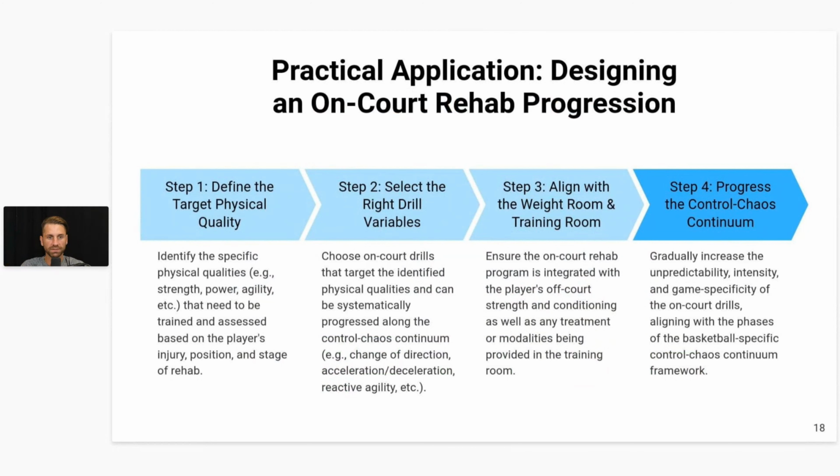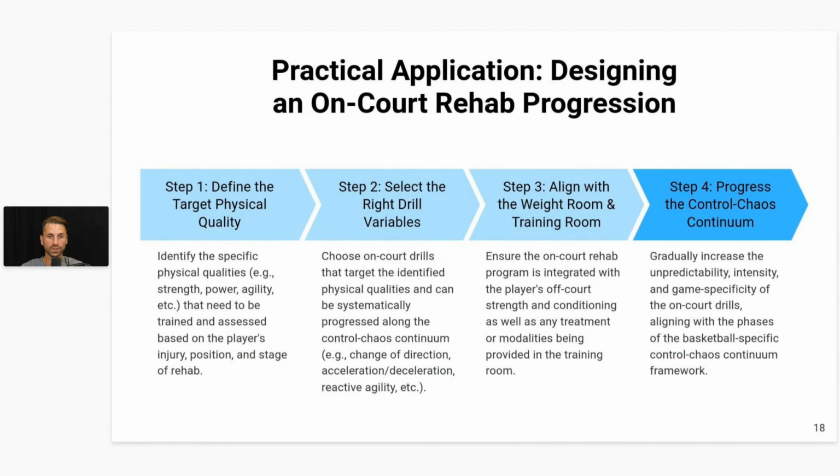So first thing we want to do is define the target for our physical quality. Are you going after strength? Are you going after acceleration or deceleration? Do you want more of an aerobic adaptation? Once you have that, remember principle number 7 from 3P, prioritize and simplify. Once you have your target physical quality, then the next step in this is to determine, okay, what's the right drill variables that are going to elicit this type of response?